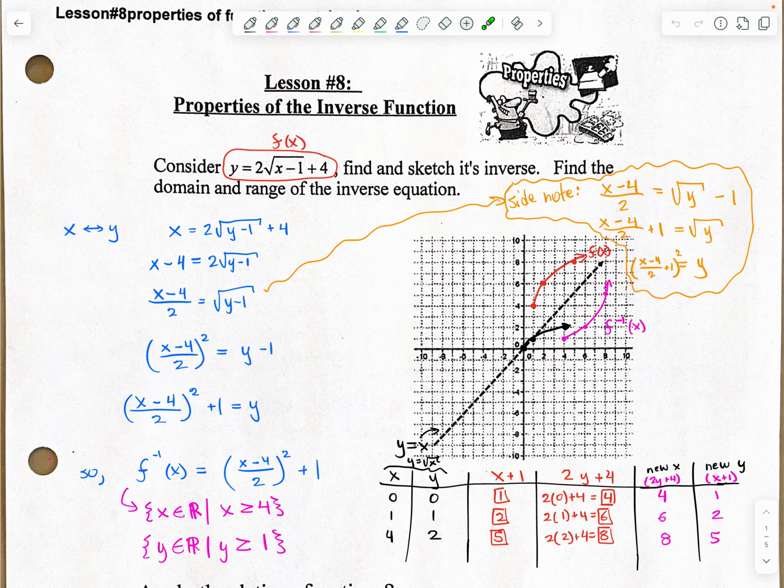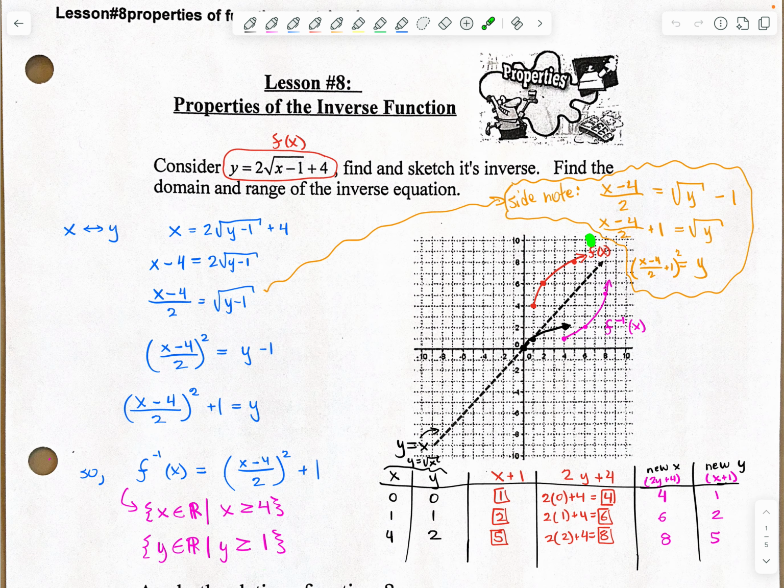In terms of the domain and range of the inverse equation, it's going to be the flipped version of the domain and range of the transformed function, f of x. Not the parent function, sorry. So if the domain of f of x is x larger than or equal to 1, the range of the inverse is going to be y larger than or equal to 1.